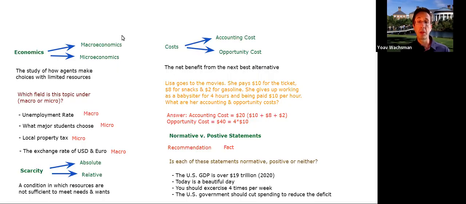Here's a list of statements. The US GDP is over 19 trillion, let's say for 2020. Today is a beautiful day. You should exercise 4 times per week, and the US government should cut spending to reduce the deficit. There are 4 statements here. Please stop the video and answer whether each of these statements is normative, positive, or perhaps neither one.